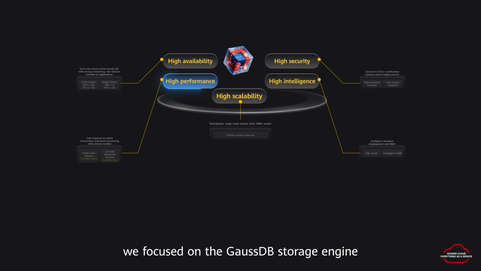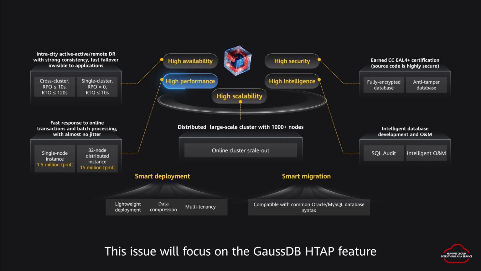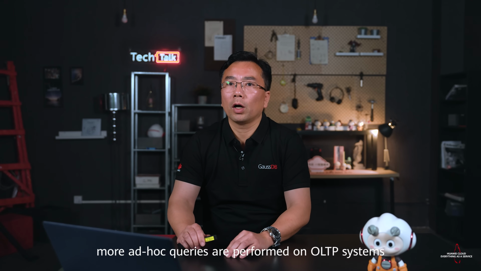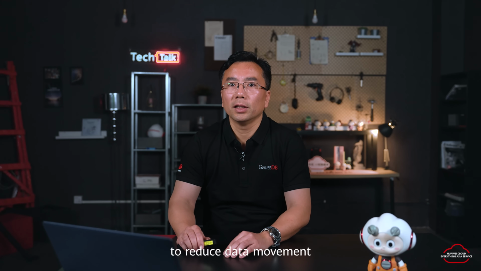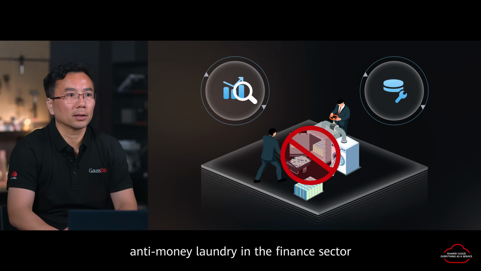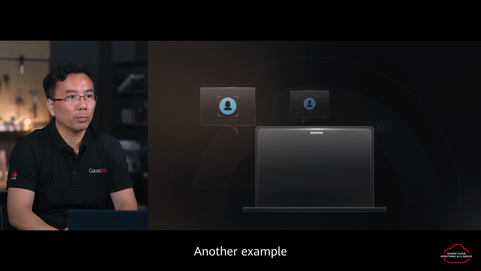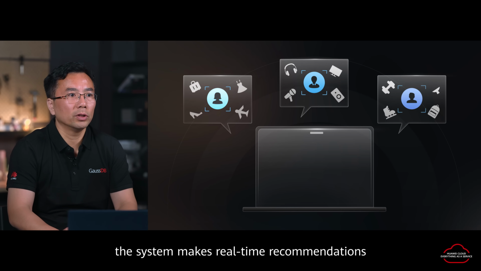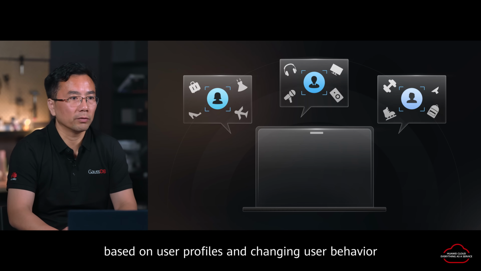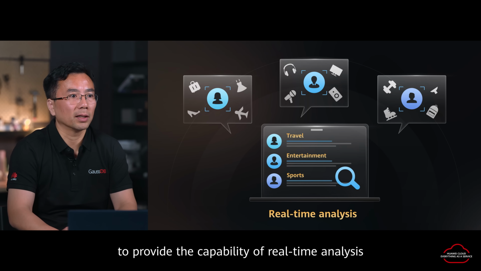In the past issue, we focused on GaussDB storage engine and high performance through parallelism. This issue will focus on GaussDB HTAP feature. In the fast-changing world, more ad hoc queries are performed on OLTP systems to reduce data movement and serve on-demand business requirements. For example, anti-money laundering in the finance sector does real-time analysis and data governance. Another example, in e-commerce, the system makes real-time recommendations based on user profile and changing user behavior. This also requires the database to provide the capability of real-time analysis.